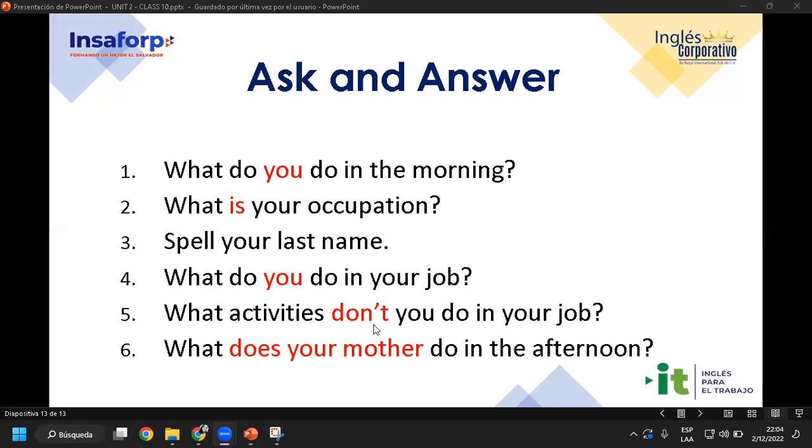And the last one, pay attention, is in third person. Volunteer for reading. What does your mother do in the afternoon? ¿Cómo contestaríamos? What would be the answer? It is in third person. I take the snack. No, she. ¿Qué hace su mamá? In the afternoon. So, she... En la tarde. Watch TV.